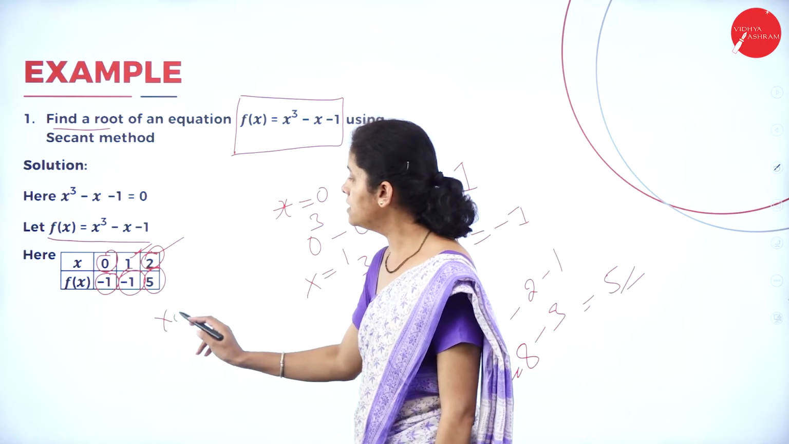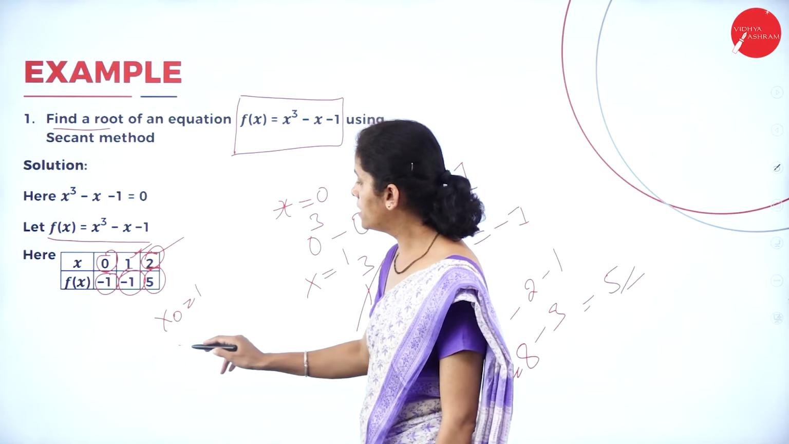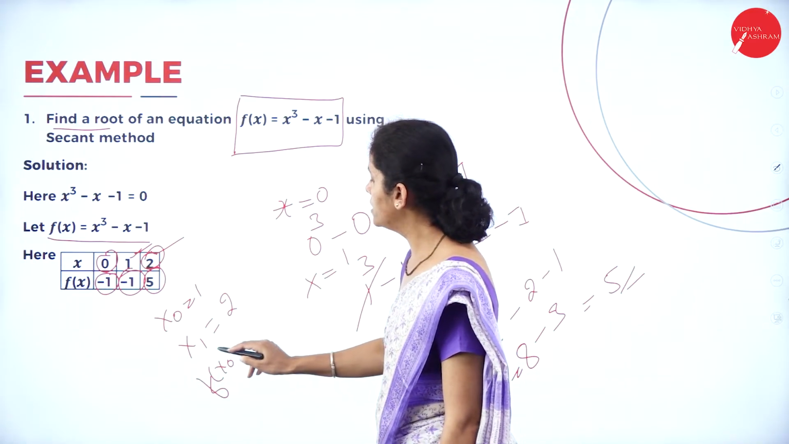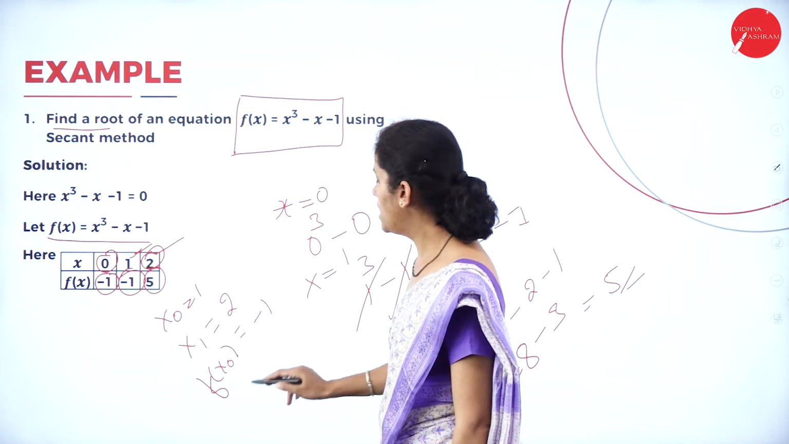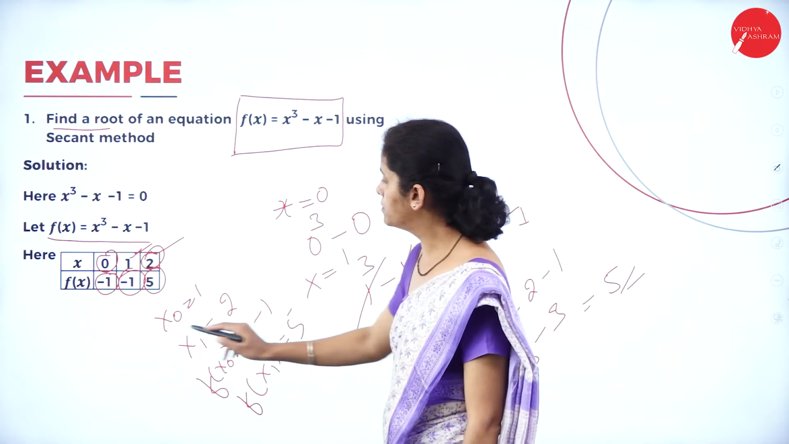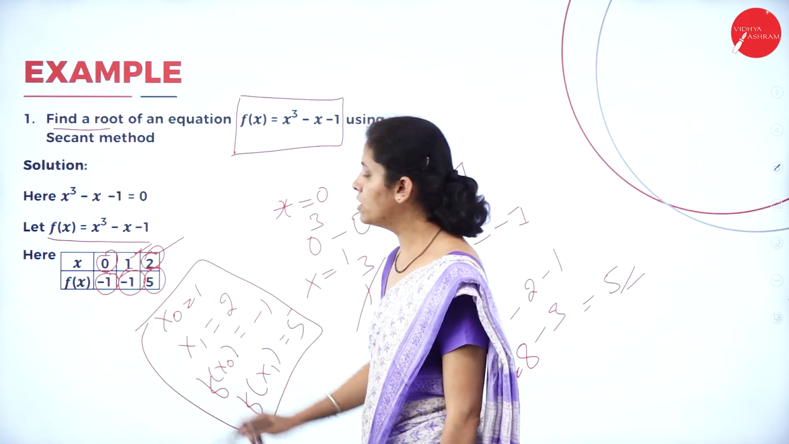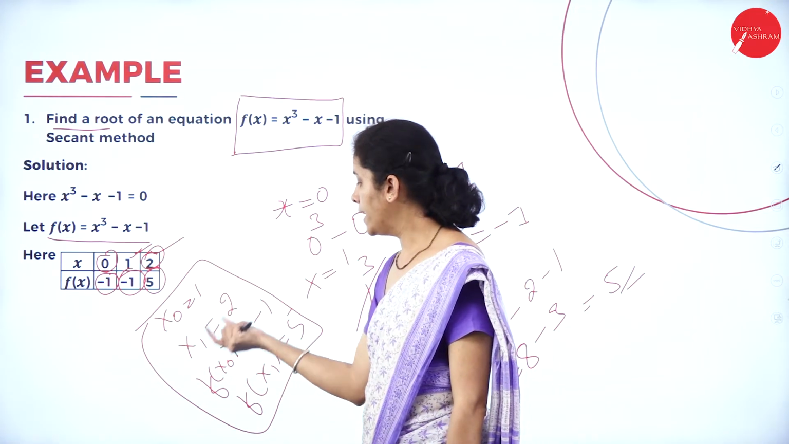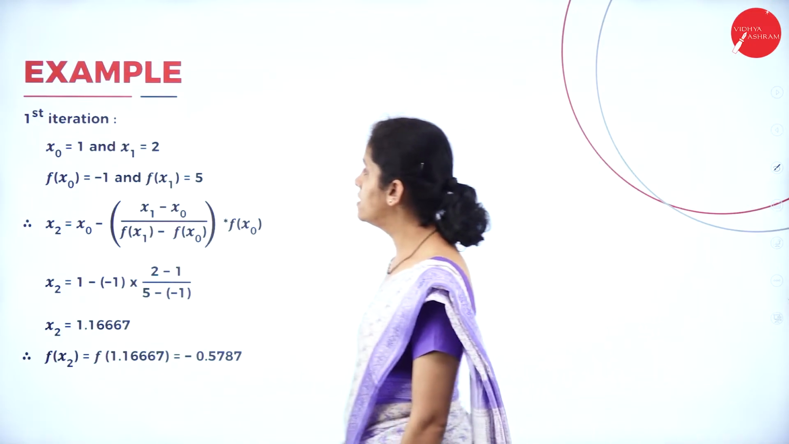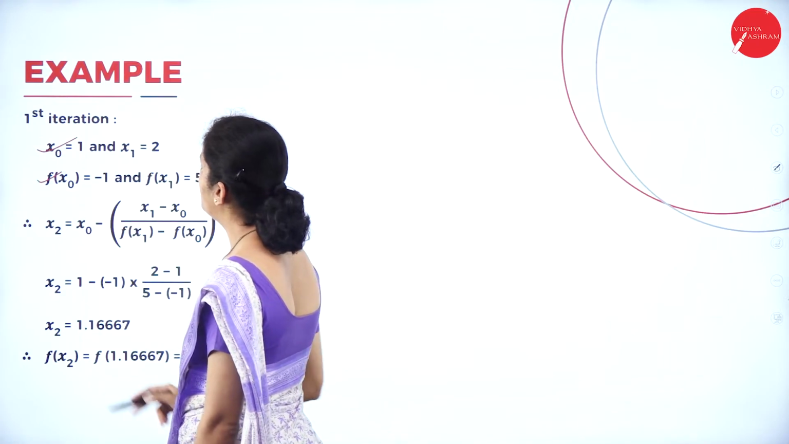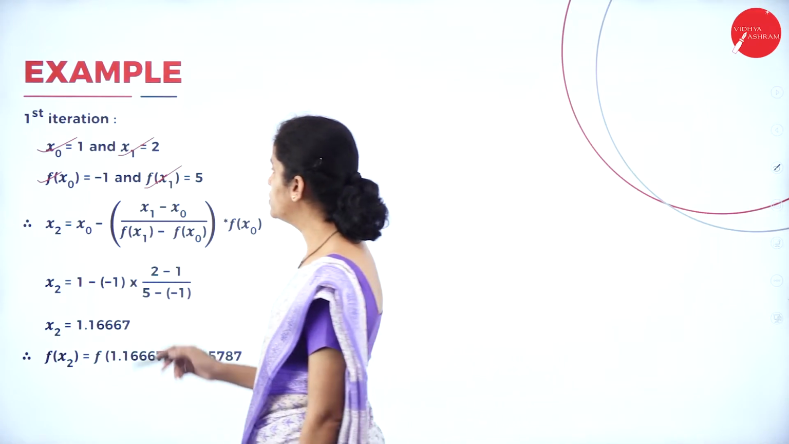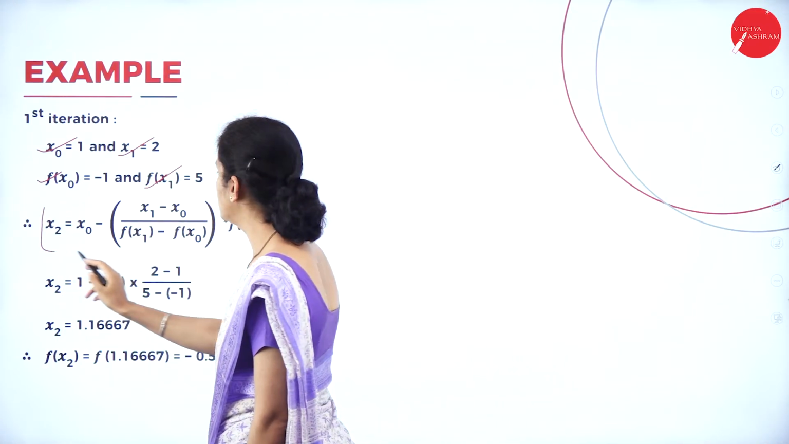Now my x0 is 1 and x1 is 2. My f of x0 is minus 1. My f of x1 is 5. So I got the values: x0, x1, f of x0 and f of x1. Now what I am going to do is substitute these in my formula. So what is the formula?